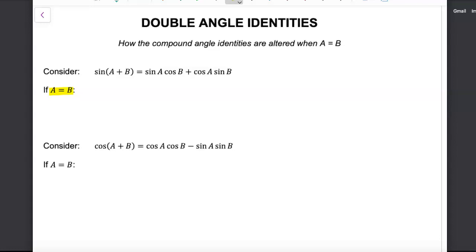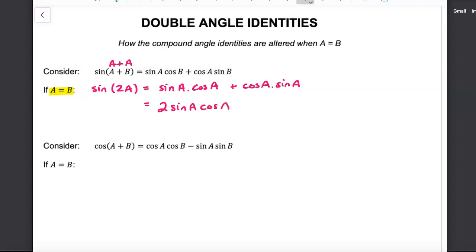So if A is equal to B, then essentially we're going to have the sine of angle A plus angle A, which means that we can write this as the sine of 2A. So really what this ends up saying is we've got the sine of A times the cos of A plus the cos of A times the sine of A, which essentially means we've just got two lots of the sine of A times the cos of A. And what we've created here is a double angle identity, the sine of 2A.